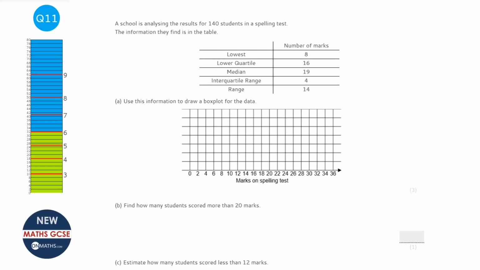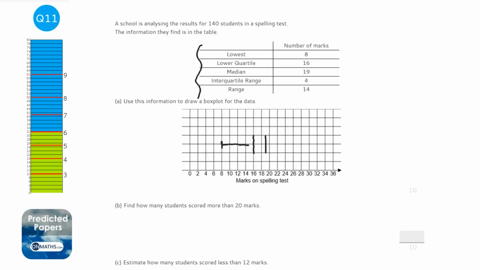Okay, so boxplot question. Now, it might be tempting to think that the information here is all you need to plot on the boxplot. Well, it's not quite that simple. The 8 is the lowest, so I can plot 8. And the lower quartile is 16, so that's fine. I can plot that. And the median 19, I can plot that. But then I'm not given the other two that I need to plot.